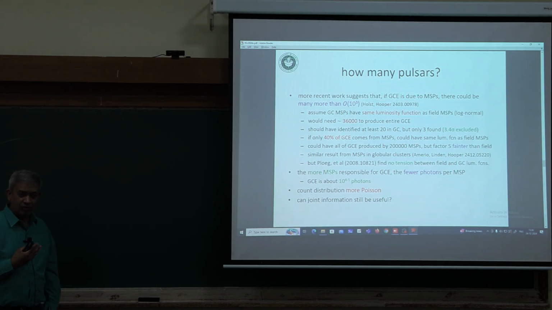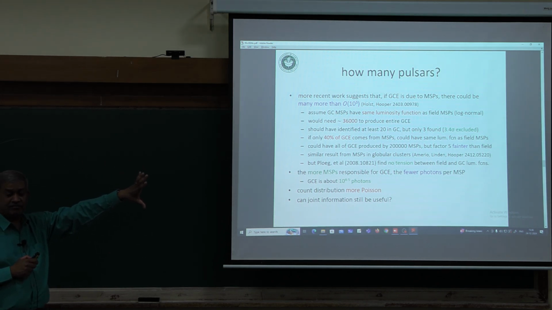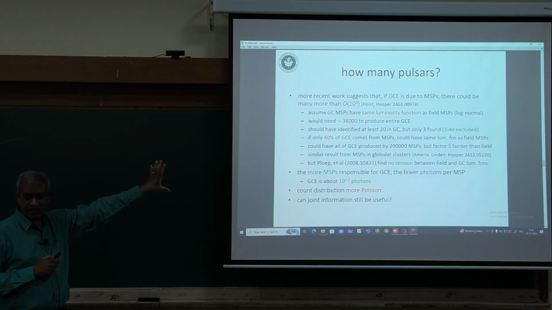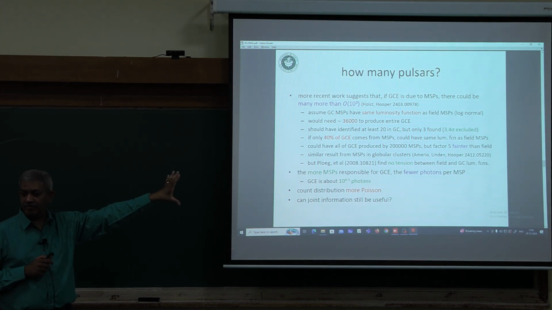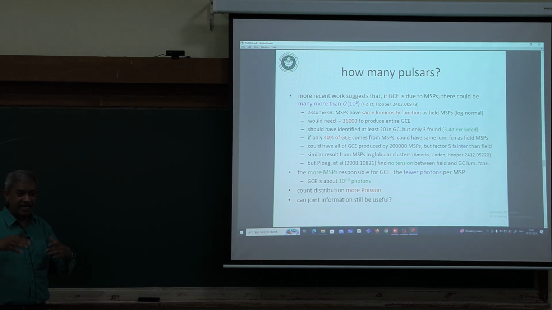So how could you get around that? Well, one way is, let's say you just change the normalization. You say it's the same luminosity distribution, but you just have fewer millisecond pulsars. Only 40% of the galactic center excess is produced by these millisecond pulsars, and the rest comes from something else. But then you could have the same luminosity distribution as the ones in the galactic plane. On the other hand, you could also say that the full galactic center excess is produced by 200,000 millisecond pulsars, but they're a factor of 5 fainter than the ones in the galactic plane. Okay? Those are a couple of possibilities.